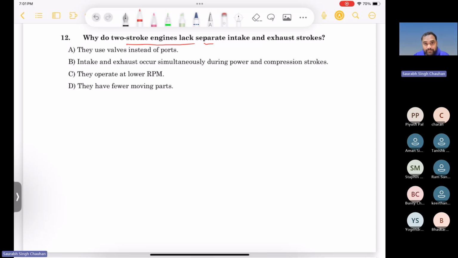No, it has nothing to do with RPM. In fact, the two-stroke engine can run at very high RPM. Part D says they have fewer moving parts. Also, it does not answer our question. And the second part says that intake and exhaust process occur simultaneously during the power and compression stroke. So part B is the correct option.